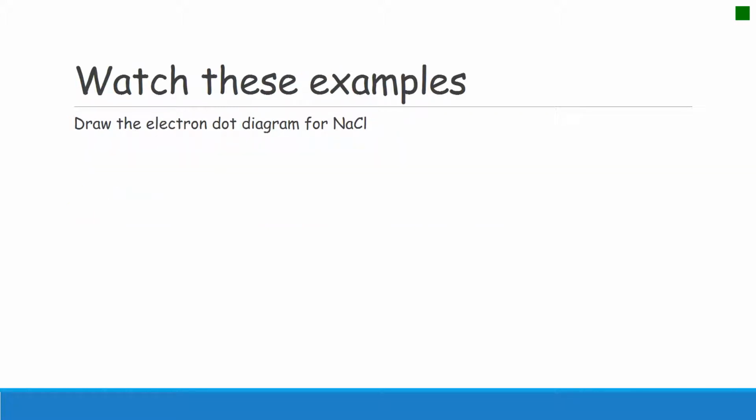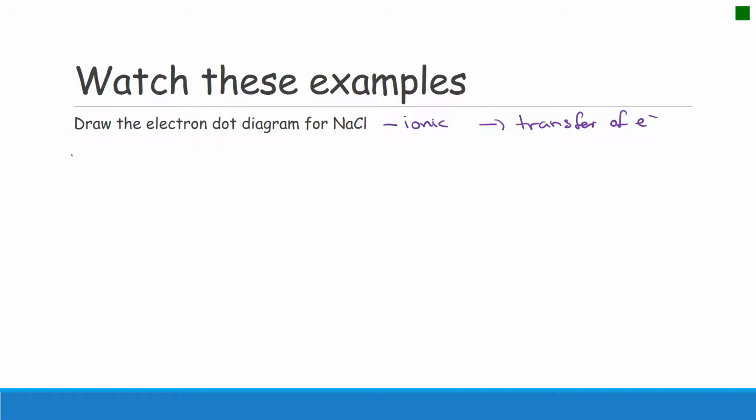Now let's try an example. I look at this example and I say to myself, sodium is a metal, chlorine is a non-metal, and they are existing as ions. This is an ionic compound. Because it's ionic, I have to show a transfer of electrons.